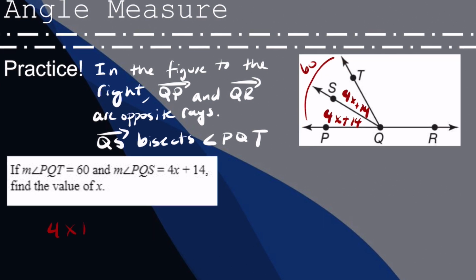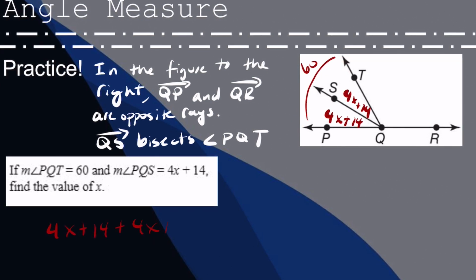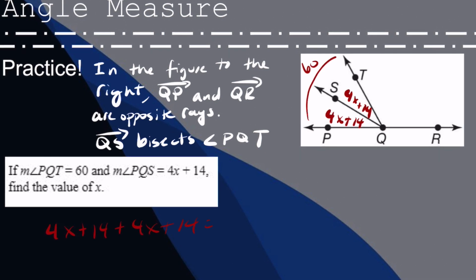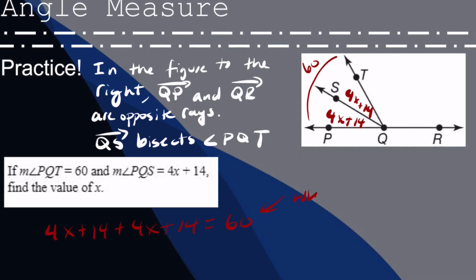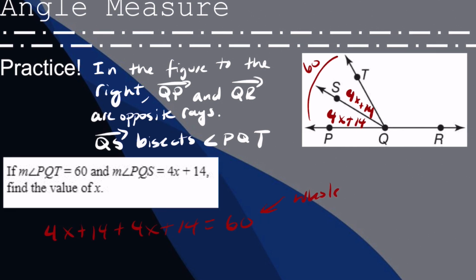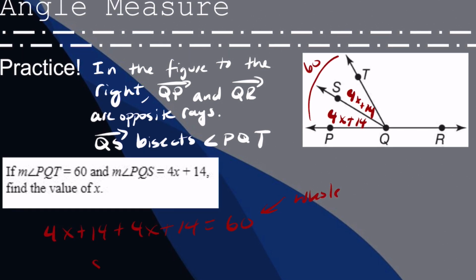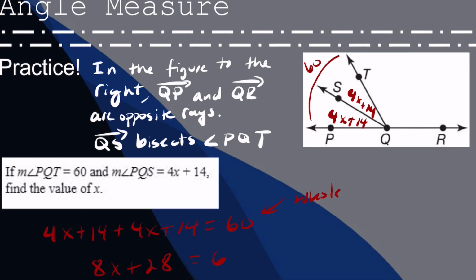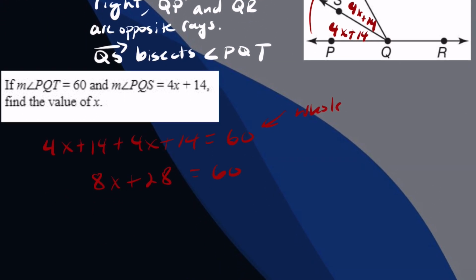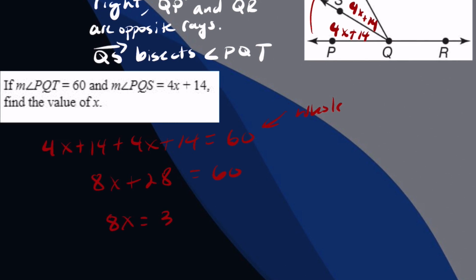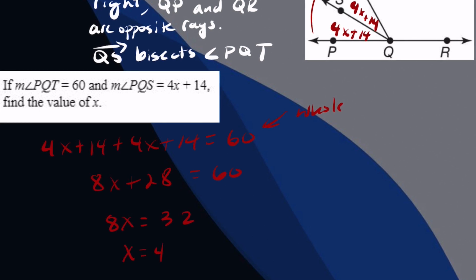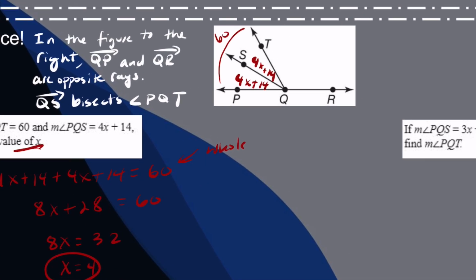So let's just plug it in. I get 4x plus 14 plus 4x plus 14, which is equal to that whole thing there, right? So combining like terms, you should have 8x plus 28, which is equal to 60. If I subtract both sides by 28, I get 8x equals 32. And 8x equals 32 means I got to divide both sides by 8. That's going to give you x is equal to 4, right? And that's just me finding x, and I don't have to do anything else, so I am good there.